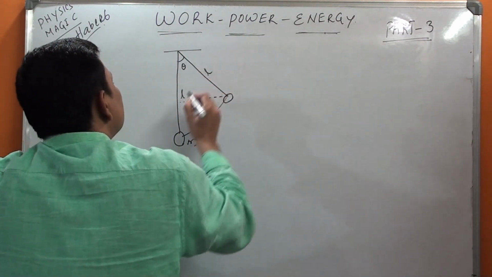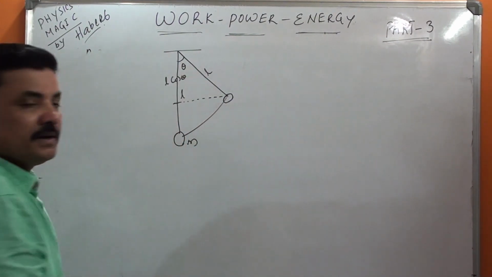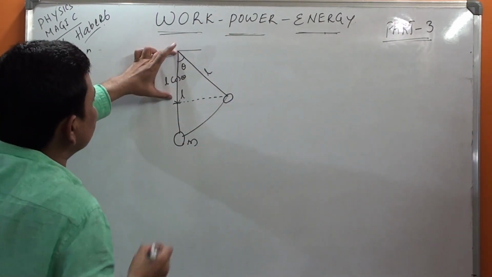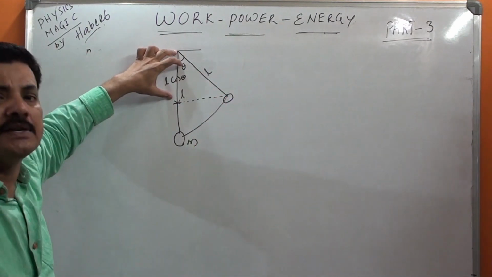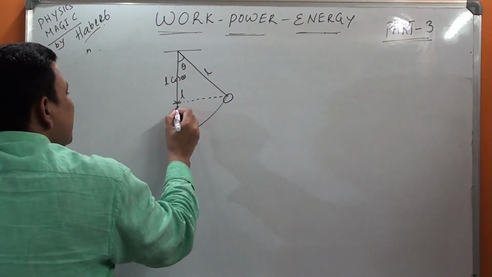If the length is L, then you know well, here this is L cos theta. From up to here it is L cos theta, because this is a right angle triangle. Cos theta is equal to adjacent by hypotenuse. If you are not understanding, no worry. You just remember this. Then this height we want.